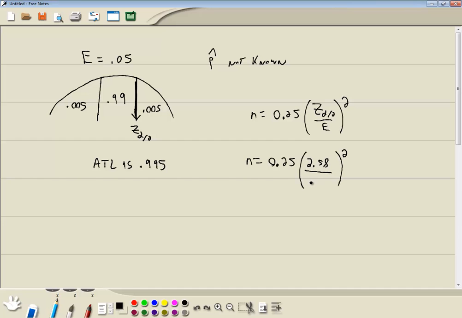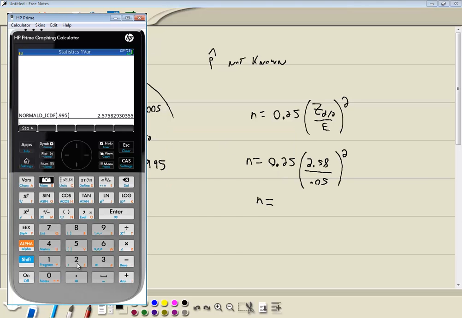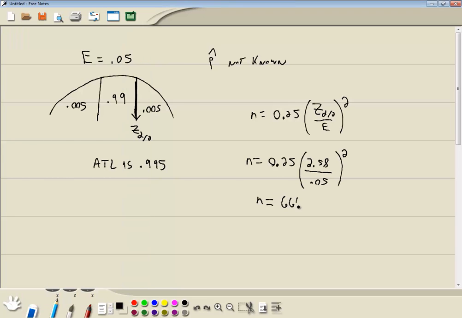And divided by E, which we said was 0.05. So let's plug this in, see what that gives us. So 0.25, and then I'll do my parentheses, and then 2.58 divided by 0.05. Right arrow to get out of the fraction. Right arrow one more time to get out of the parentheses. Push my x squared, and then push enter. Now we always want to round up, no matter what your decimal is. So if you have 0.01, you still round up. So this would be 666.